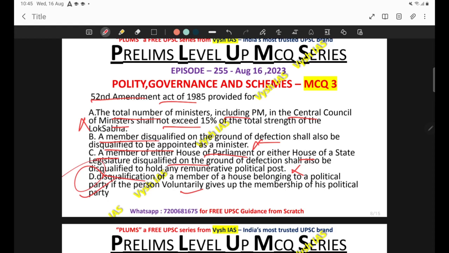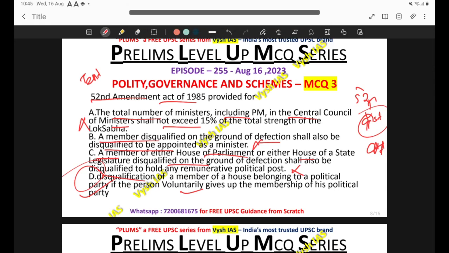Now, I wanted to think why D is correct and why all these statements are incorrect. If you know the 52nd and 91st, they are somewhat related, similar kinds of statements, and there are high chances that we may get confused between the provisions of these two acts, because both are dealing with defection. For defection, you have a provision in the 10th Schedule, and the 91st Constitutional Amendment Act also has certain provisions. So it is important for you to know the provisions of each act, and you have to compare and contrast also. Which act covers a particular provision with respect to defection is also equally important.